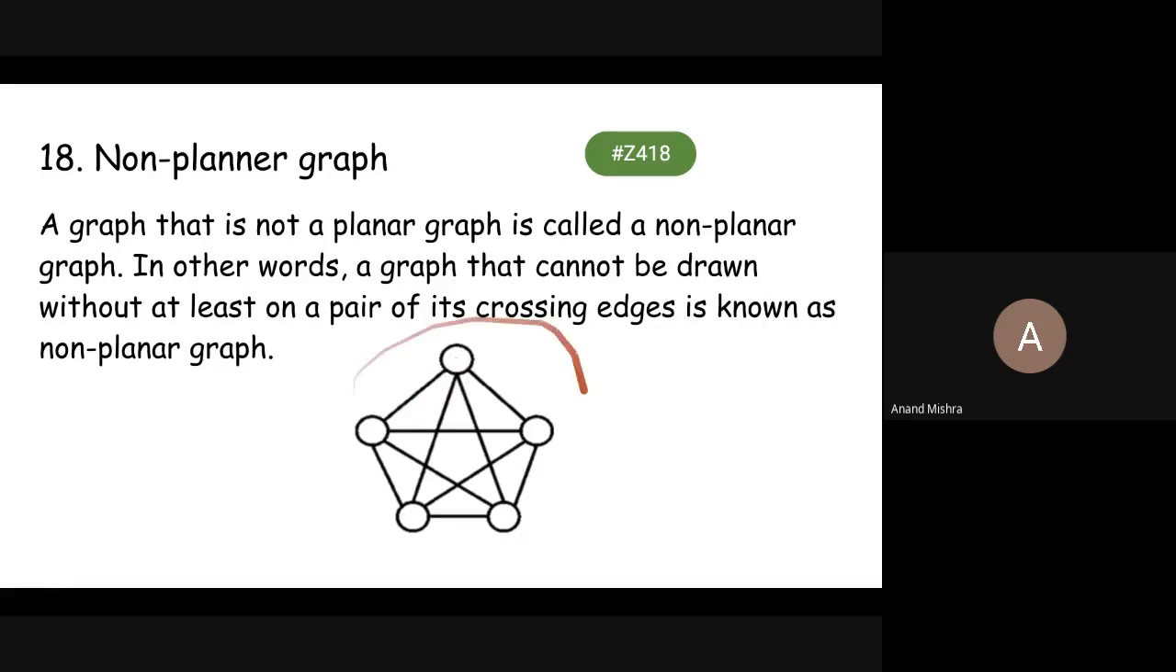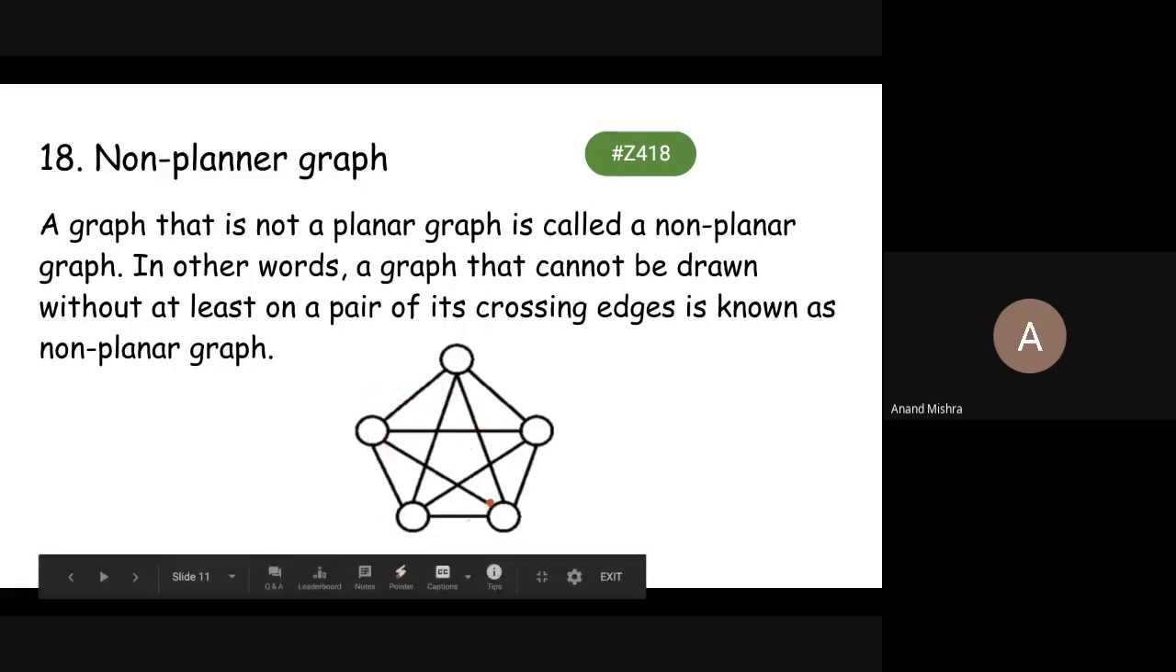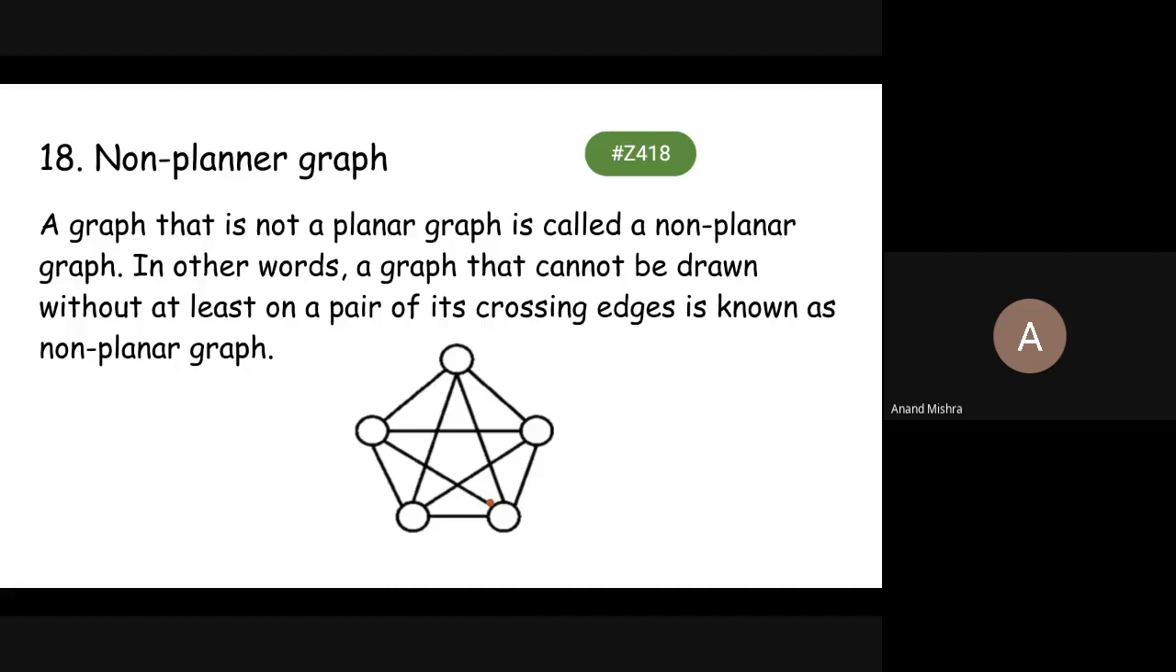So we can try this as an exercise. You can just play with it, drawing it a different way, but you will always fail, and you will always have at least one crossing. So therefore, this graph is a non-planar graph. That means you cannot draw it in a plane without crossing edges. All right.